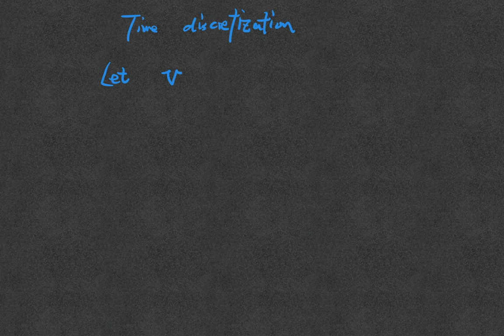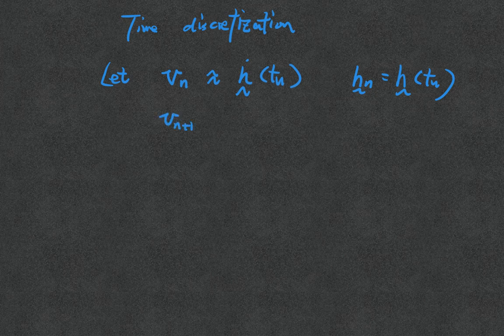So let's say that at time n, I want to use V as a label or symbol to represent the time derivative at Tn. So Vn represents the approximation of the time derivative at Tn, and Hn represents the potential at Tn. Okay, so borrowing that terminology, Vn plus 1 is actually the next time. So this is actually time.